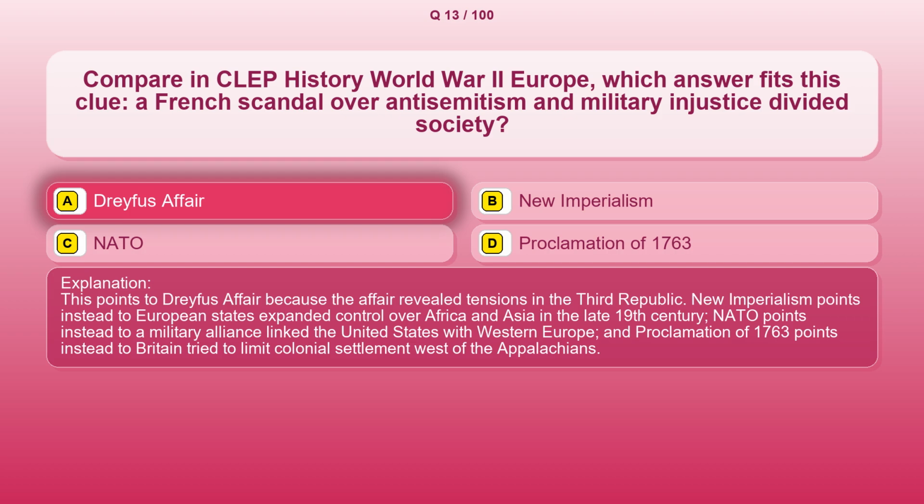NATO points instead to a military alliance linked the United States with Western Europe, and Proclamation of 1763 points instead to Britain tried to limit colonial settlement west of the Appalachians.